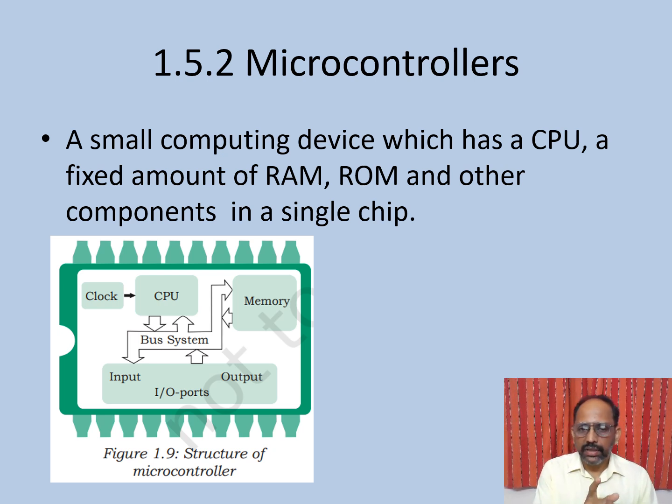Let me repeat. In a microprocessor, the CPU includes the control unit and ALU. The microcontroller includes the CPU, RAM, ROM and other components in a single chip. That is the difference between a microcontroller and a microprocessor.